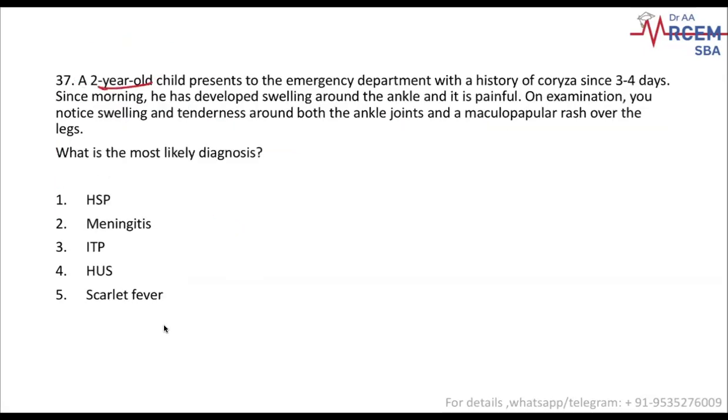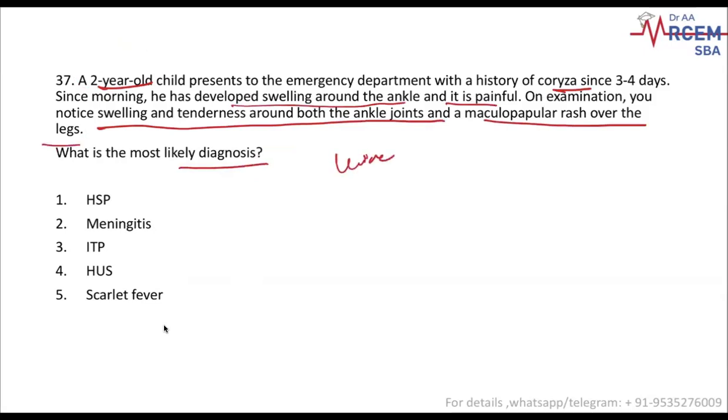A 2 years old child presented with coryza, that is upper respiratory tract infection. Since morning, he has developed swelling around the ankle and it is painful. On examination, you notice swelling and tenderness around the ankle joint, and a macular rash over the legs. What's the likely diagnosis? Everything fits in here. You just need to get a urine routine to make sure the patient is also having hematuria. It is HSP. Different joints are involved here. Skin is involved here. That's why we are thinking of HSP. HSP usually is predisposed by a viral infection. It is a vasculitis.